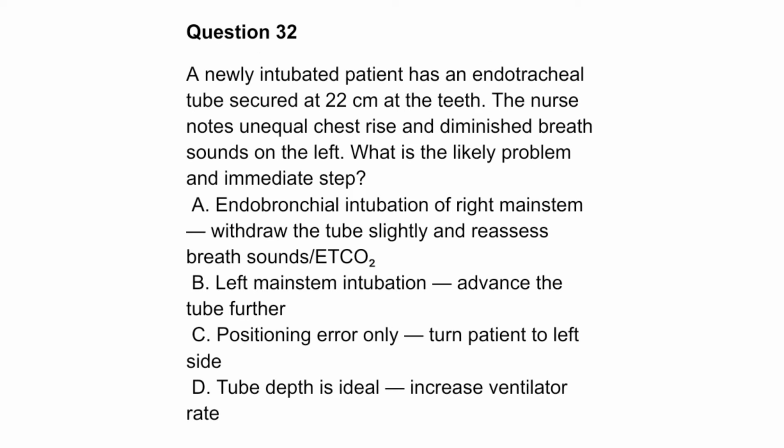Question 32. A newly intubated patient has an endotracheal tube secured at 22 centimeters at the teeth. The nurse notes unequal chest rise and diminished breath sounds on the left. What is the likely problem and immediate step? A. Endobronchial intubation of right mainstem, withdraw the tube slightly and reassess breath sounds/ETCO2. B. Left mainstem intubation, advance the tube further. C. Positioning error only, turn patient to left side. D. Tube depth is ideal, increase ventilator rate.